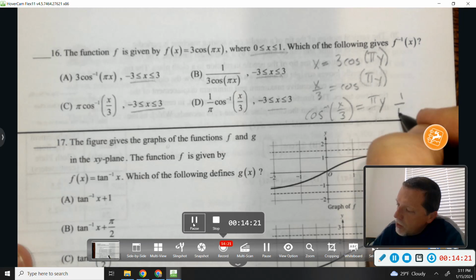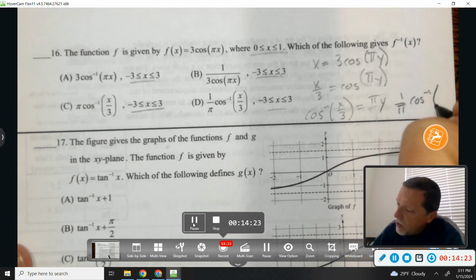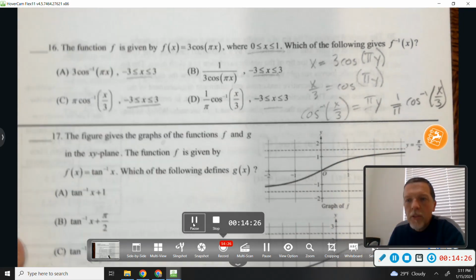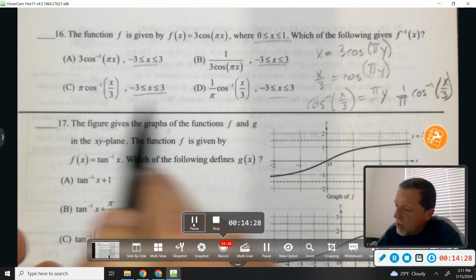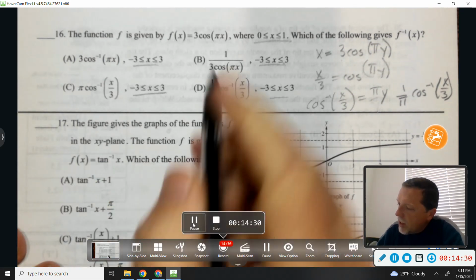So 1 over pi inverse cosine x over 3. Sure hope that's one of my answer choices. 1 over pi inverse cosine x over 3. There it is.